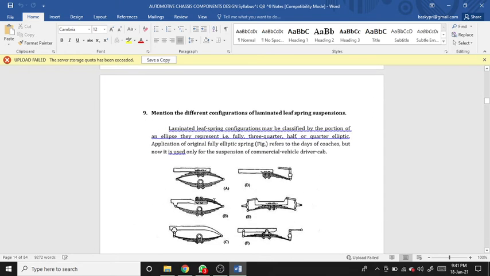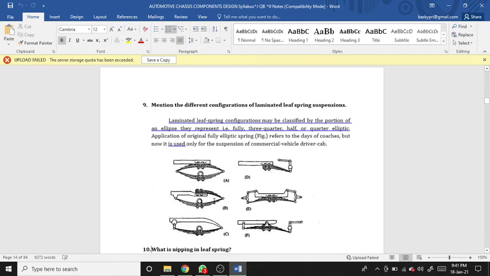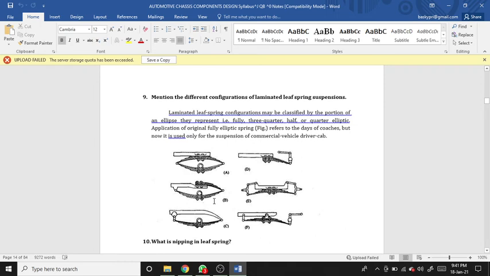Next one. What are the different configurations of laminated leaf spring suspension system? The image shows different types of configuration of laminated leaf spring. Mostly leaf springs are used for heavy duty vehicles in the suspension system. It absorbs the vibration and releases it gradually, so the sudden impact load won't affect the frame, the body, or the passenger. For that purpose the laminated leaf spring plays a major role.